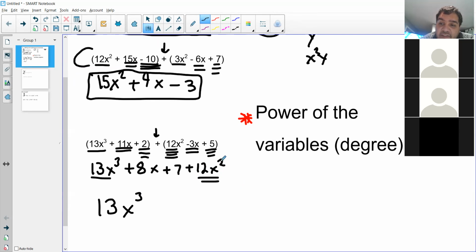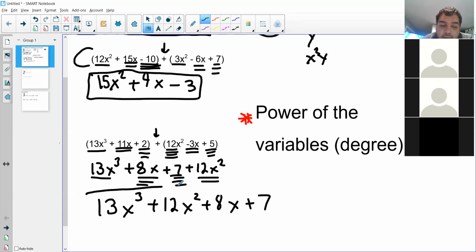12x squared has the second highest power, so plus 12x squared. 8x has the third highest power, so 8x. 7 has no power because it does not even have a variable, so it's the lowest, 7. After that, you could just do a quick check.